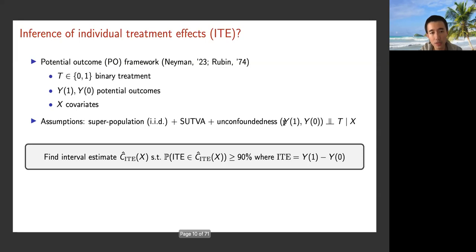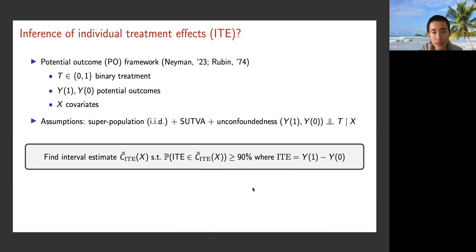The goal of this talk is to find an interval estimate C hat as a function of the covariate, such that it covers the individual treatment effect with probability 90%. Here, the individual treatment effect is defined as Y1 minus Y0, which is a random variable in principle.